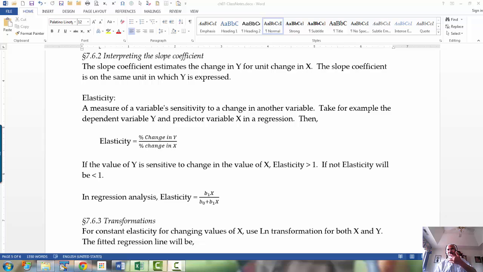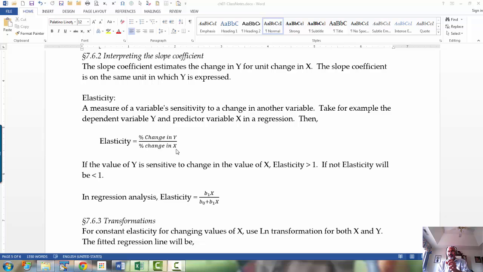If the demand is very sensitive, then elasticity will be greater than 1, otherwise it will be less than 1. In general terms, elasticity between two variables is the percentage change in y divided by the percentage change in x. So if x goes up by 10% and y goes up by 10% also, then this ratio will be equal to 1. If x changes by 10% and y changes by 5%, it could be a positive or negative change. We are talking about absolute change here. Then it will be half.